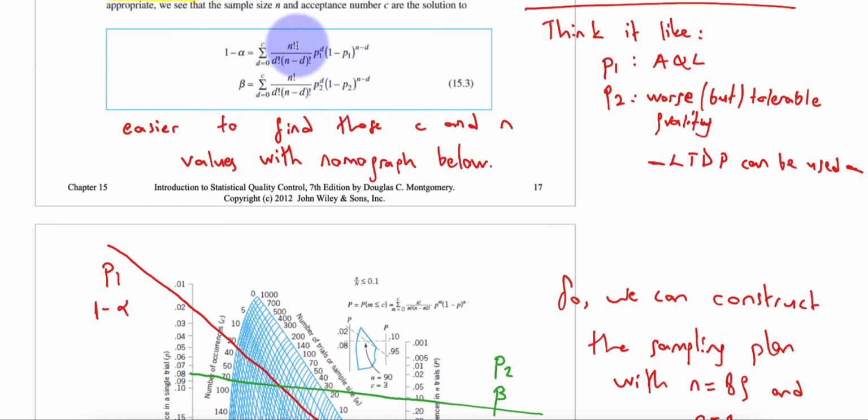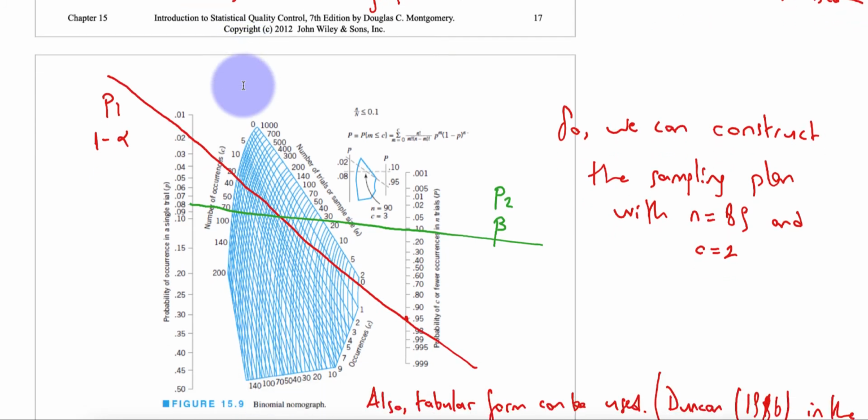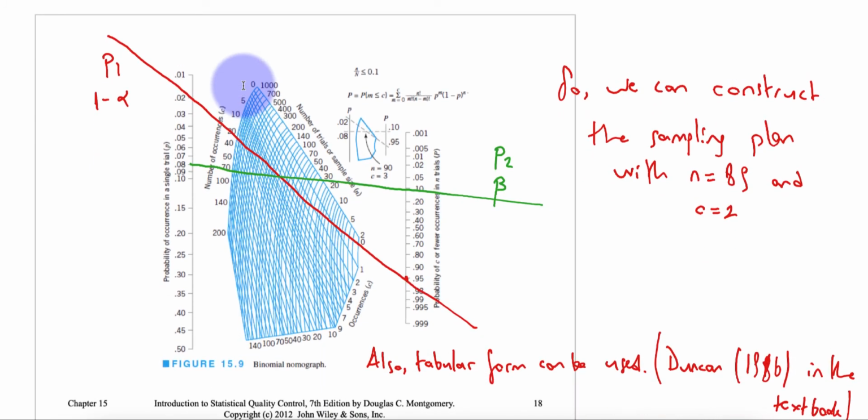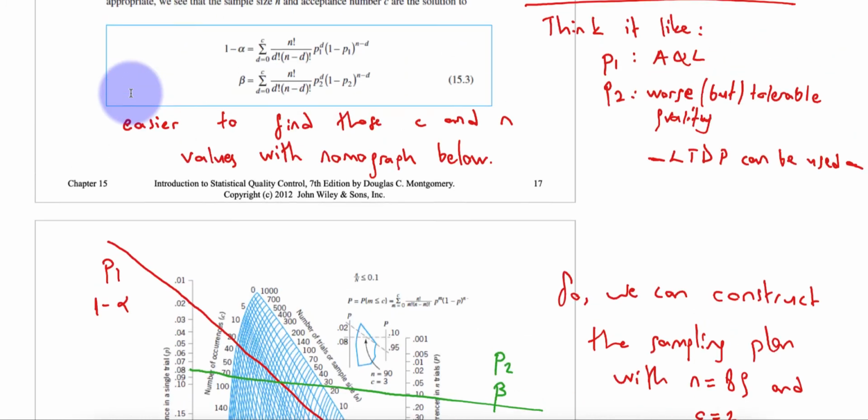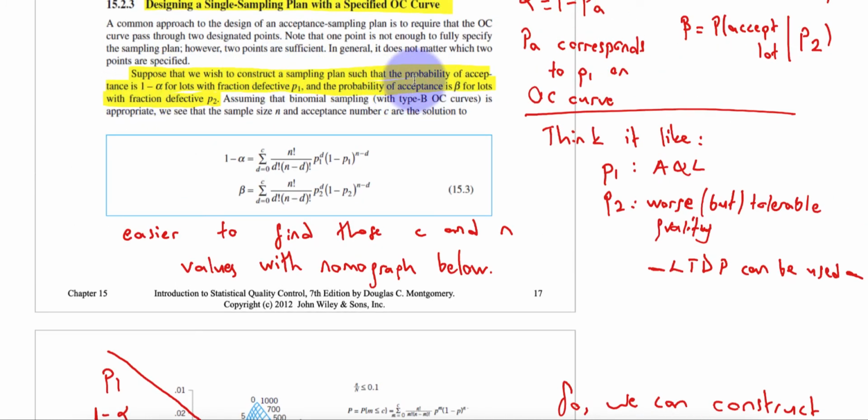And also in here we are going to use the binomial distribution to calculate that alpha and to calculate the beta value. But easily we are going to find those in this nomograph. So to find the specific points, we are going to use this nomograph like this. We are going to take 1 point here, the fraction defective with acceptance probability 1 minus alpha. This is the first point.